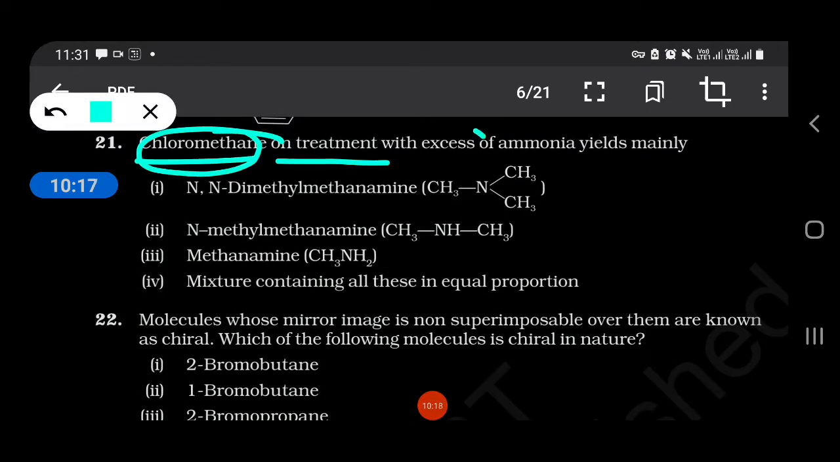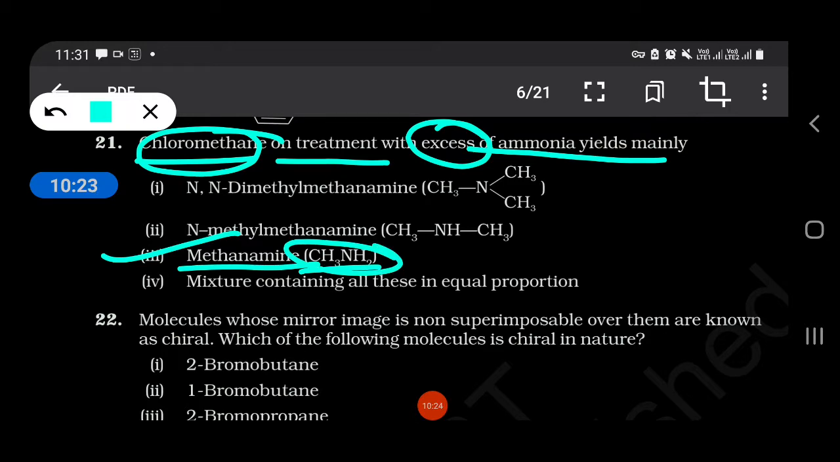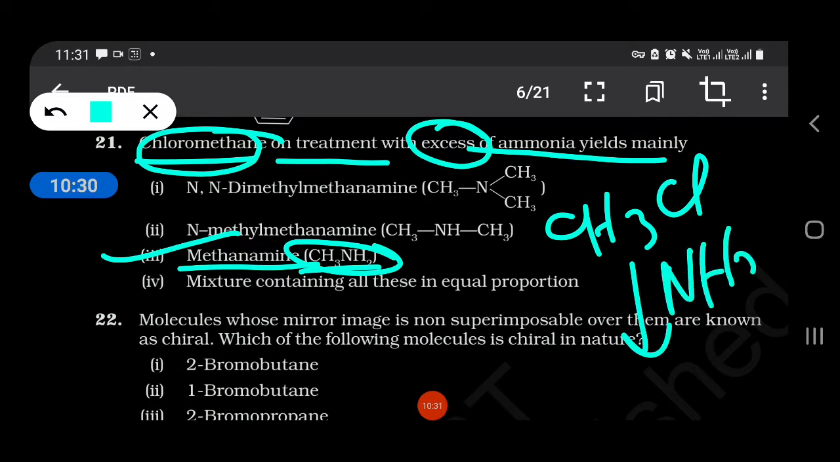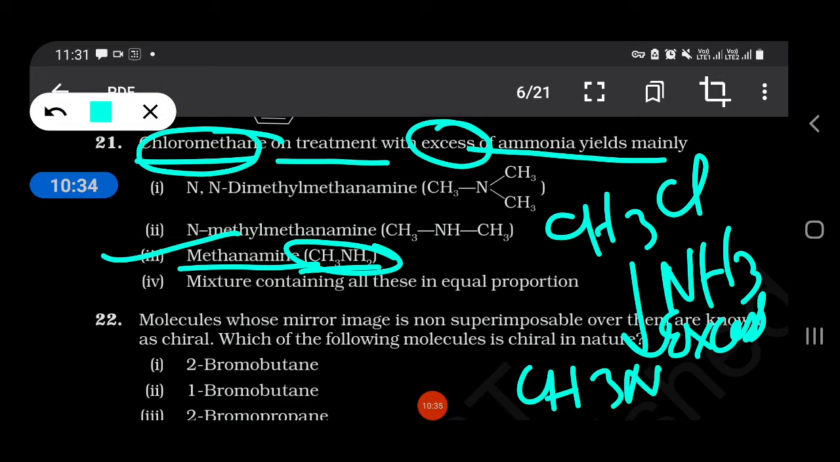Chloromethane on treatment with excess of ammonia yields mainly methanamine. CH3Cl, and excess ammonia yields CH3NH2, minus HCl.